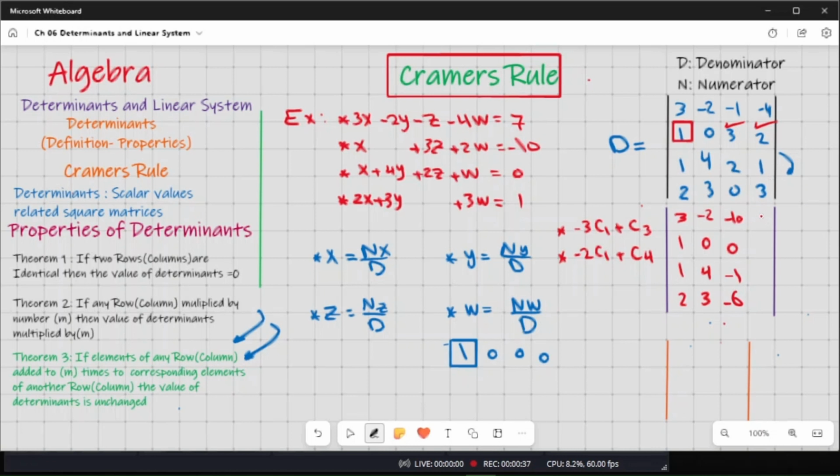Okay, again multiplied 3 by -2, then add to -4, we have -10. Multiplied 1 by -2, then add to 2, we have 0. Multiplied 1 by -2, then add to 1, we have -1. Multiplied 2 by -2, then add to 3, we have -1. So we have just obtained our row.